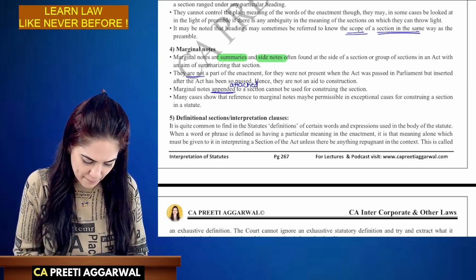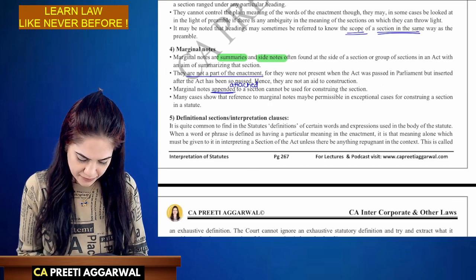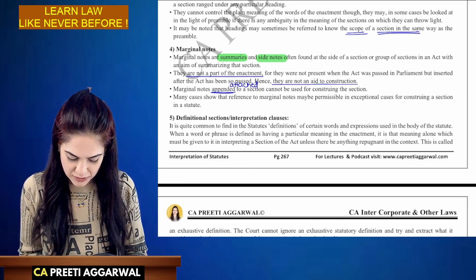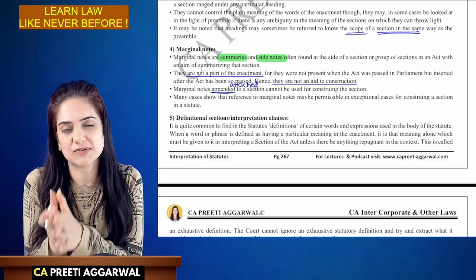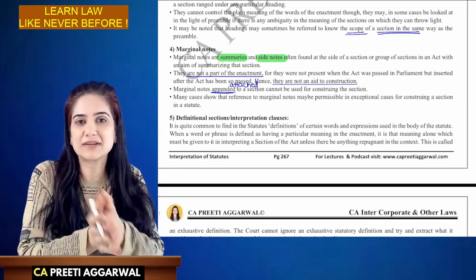They do not form part of the enactment. They are not an aid to construction because they are additional. Sometimes, under exceptional circumstances, we may use them to understand a section.